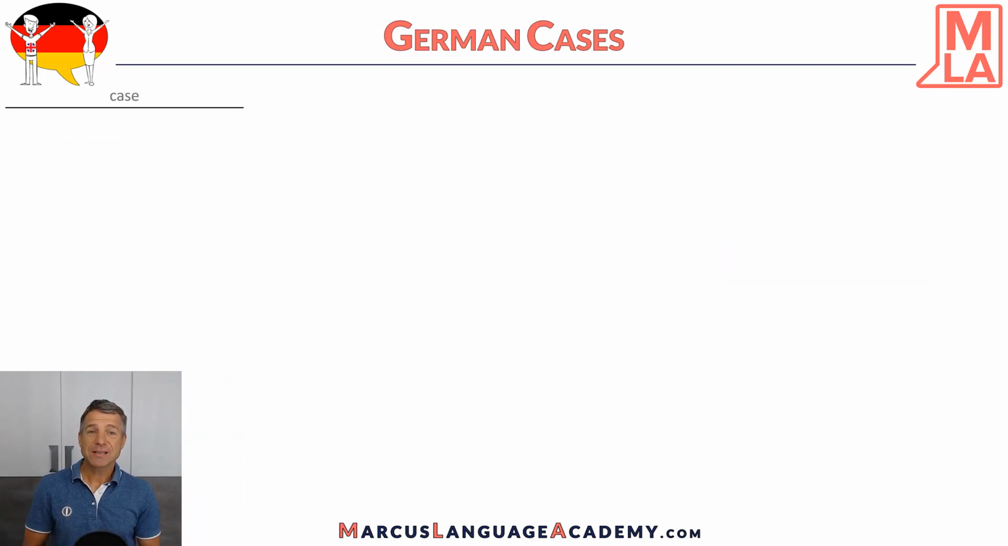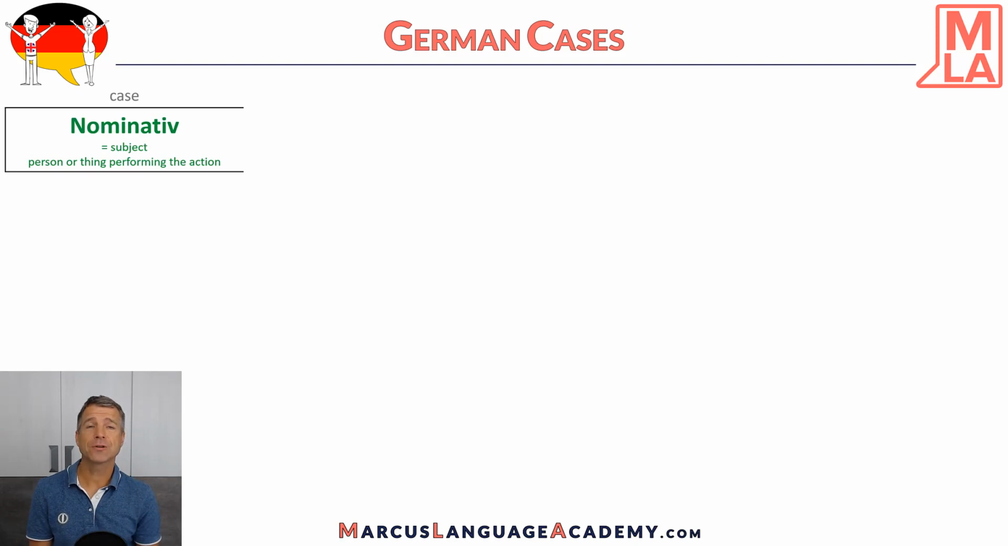So I will explain what a case actually means. And we will start with our first case, which is nominative. It's the name of the case, nominative. And it's actually the subject of the sentence. That means it's the person or thing that is performing the action. It also has a direct influence on the ending of the conjugation of the verb. So this is the subject and it's nominative.